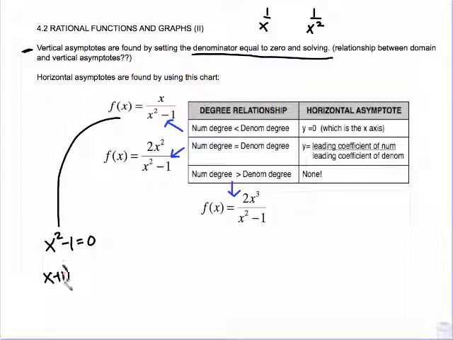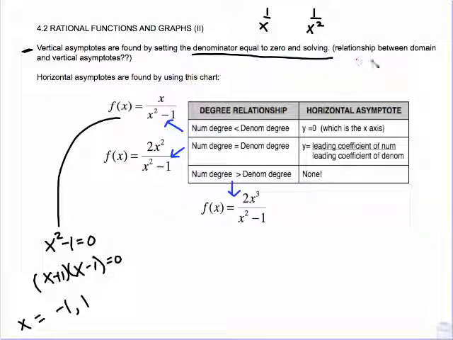So we need to find any values that create 0 in the denominator. Solve this by factoring. Set each of those equal to 0, and we will get -1 and 1. Those are our vertical asymptotes at x equals -1 and x equals 1. And these are equations, so you do need to write x equals -1, x equals 1.